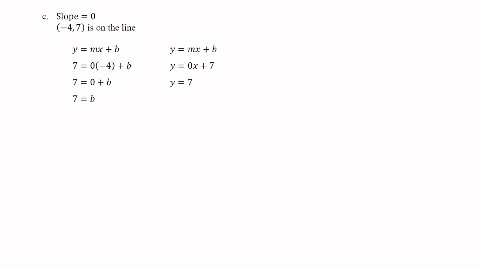Now, think back to the slope and the point that we were given. If our slope is 0, then we know that we're going to have a horizontal line where all the y values are the same. So if all of our y values are the same and negative 4, 7 is on the line, then that y value must be our equation, y equals 7.